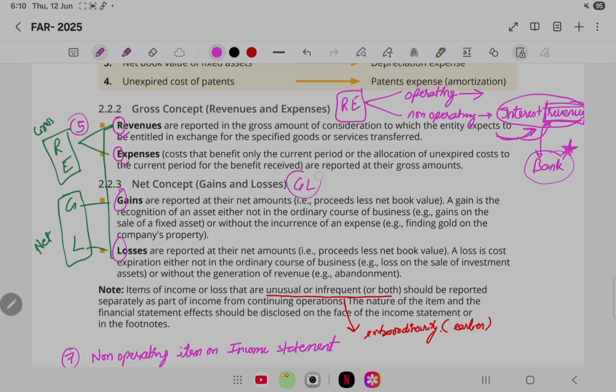For G and L, gains and losses, the only important point is they are reported on a net basis, and R and E are reported on a gross basis, gross concept.